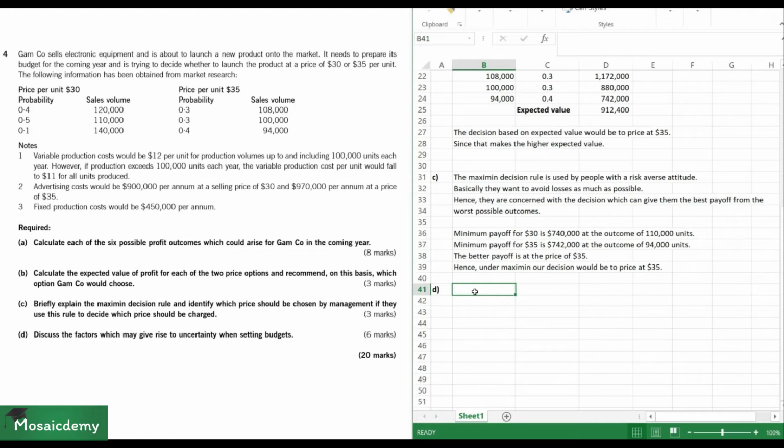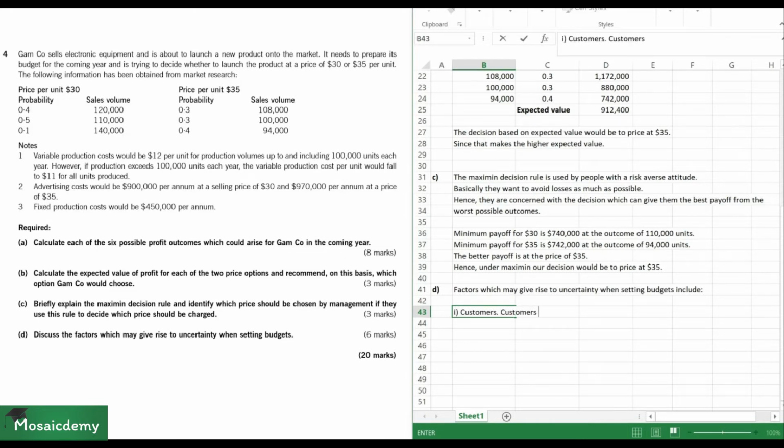What differences they could cause in the external environment. It's for 6 marks, so let's make 6 points, right? Let's start with an easy one, the customers. So let's just give an introduction. Factors which may give rise to uncertainty when setting budgets include, and honestly there's a wide scope, so you could make a lot of potential points. We're gonna stick to 6 points. So first we could say is customers.